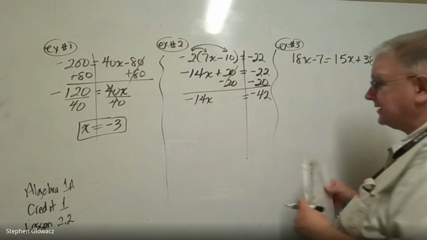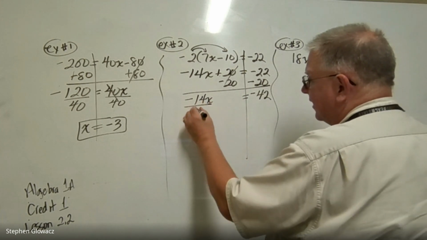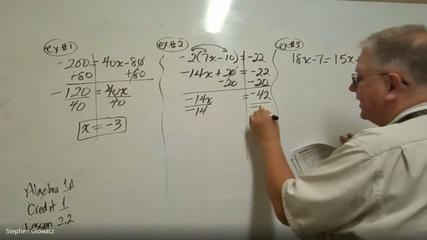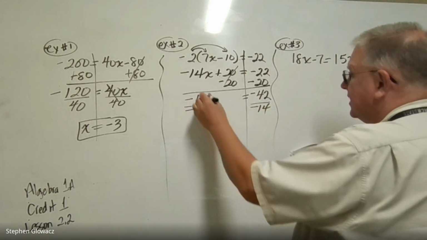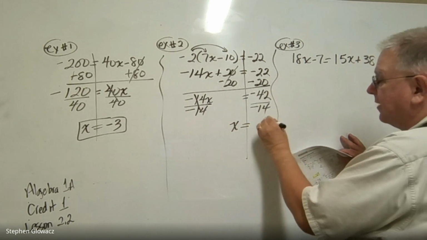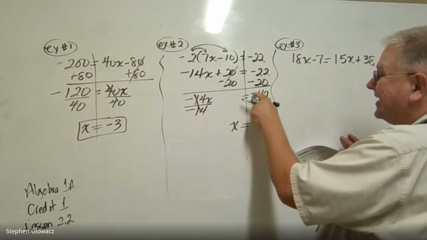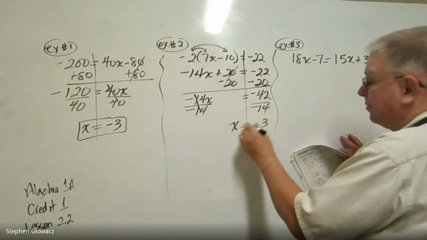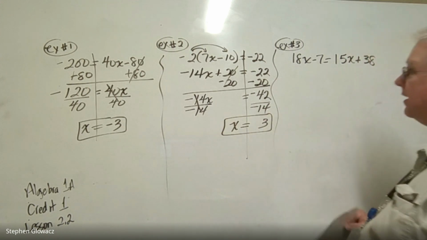Finally, our last step: x is being multiplied by negative 14, so we divide by negative 14 on both sides. The negative 14s cancel out. Over here, 42 divided by 14 is 3. And a negative divided by a negative is a positive, so positive 3.